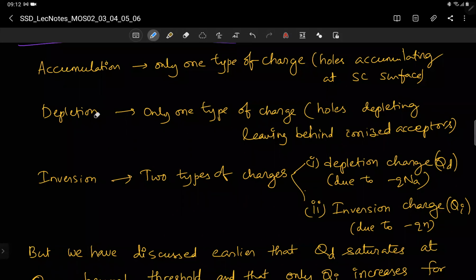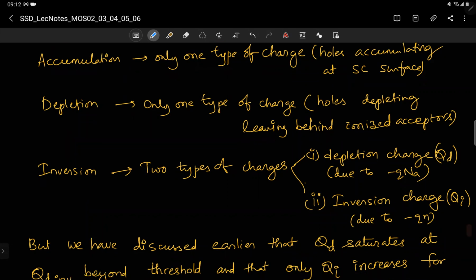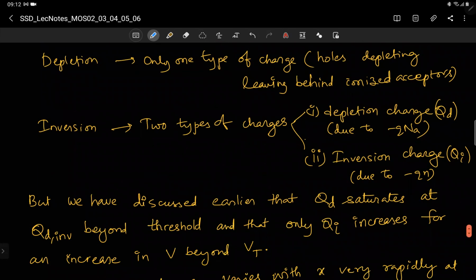There is another regime of operation, that is depletion. Here also there is only one type of charge, that is coming from ionized acceptors because of holes depleting. So holes are leaving from the surface, so they are getting depleted. They are exposing the ionized acceptors behind, and that is the charge that we see in the depletion regime of operation. In inversion, we have two types of charges.